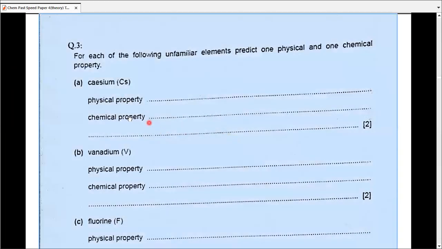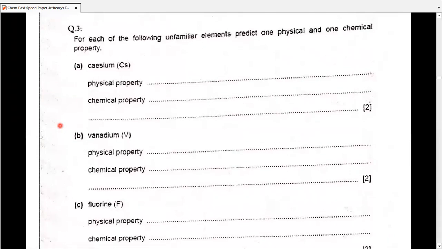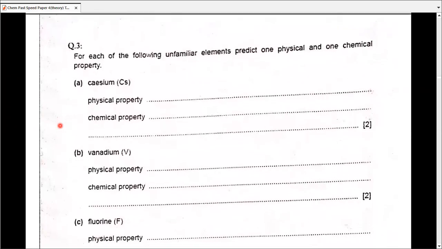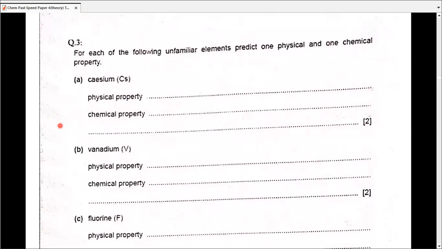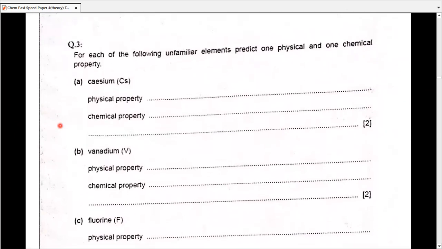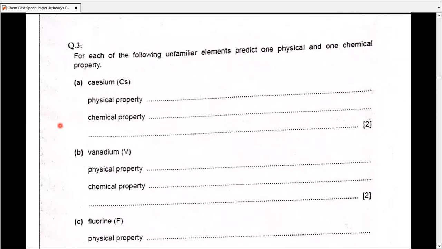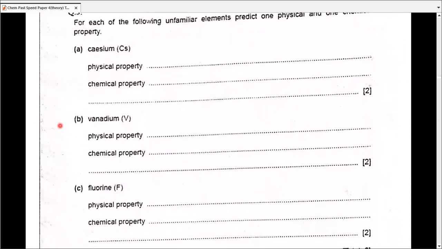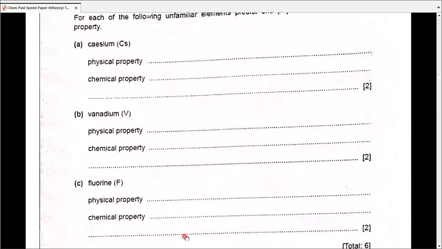Okay, good. Question number 3. For each of the following unfamiliar elements, predict one physical and one chemical property. ये हुआ ना फंसाने वाला question.